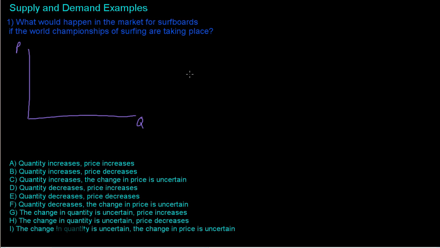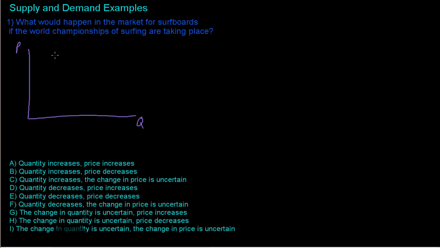And I'm just going to work you through the logic of how the supply and demand model works forwards now. So in the previous videos we were going backwards, and now we're going to go forwards. And after that, you should be good for absolutely anything that you'll see on your first test. So what would happen in the market for surfboards if the World Championships of Surfing are taking place?